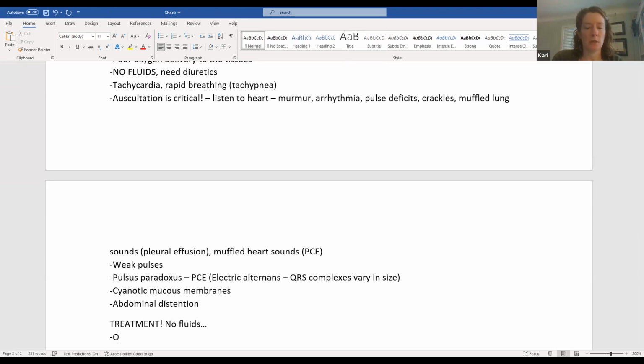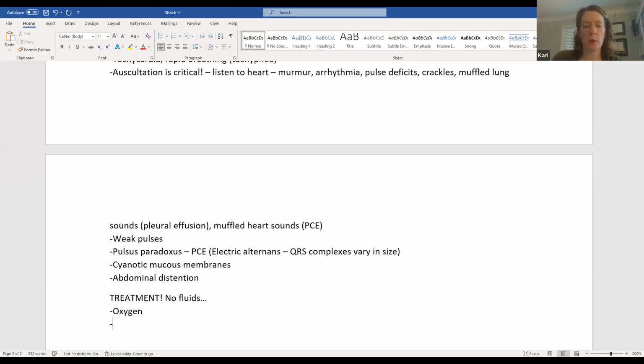Oxygen. I love it. Yeah, so they definitely need oxygen. Flow-by is great. And then diuretics. You got it. So our go-to would be Lasix, which is furosemide. It's a loop diuretic, which means it works in the loop of Henle in the kidneys.